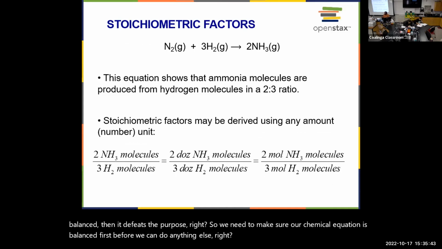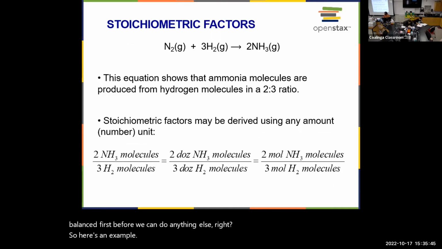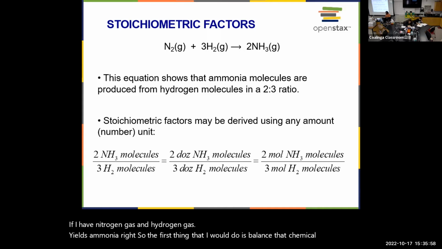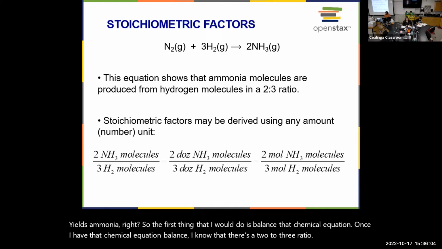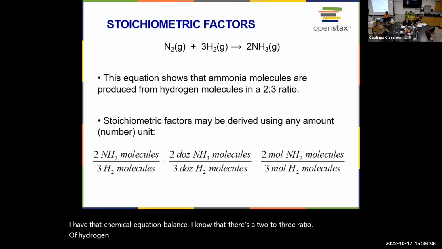So here's an example. If I have nitrogen gas and hydrogen gas yields ammonia, the first thing that I would do is balance that chemical equation. Once I have that chemical equation balanced, I know that there's a 3-to-2 ratio of hydrogen to ammonia.